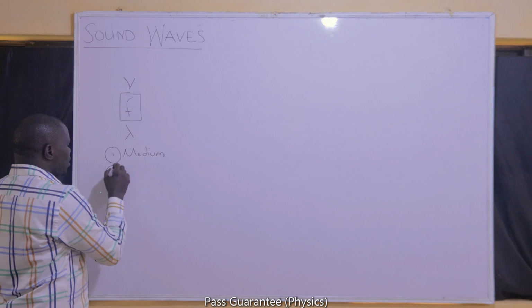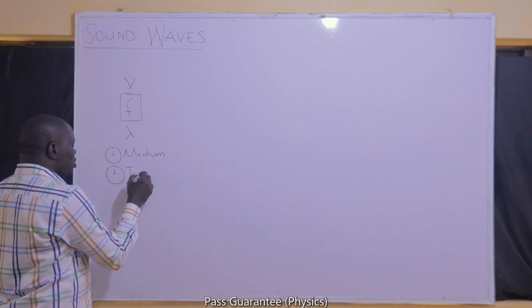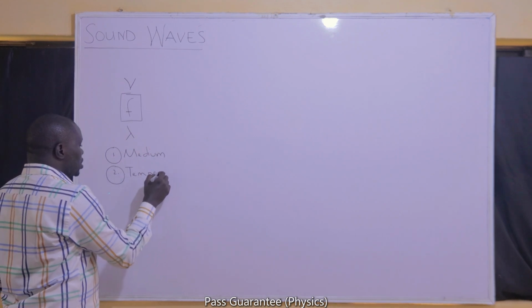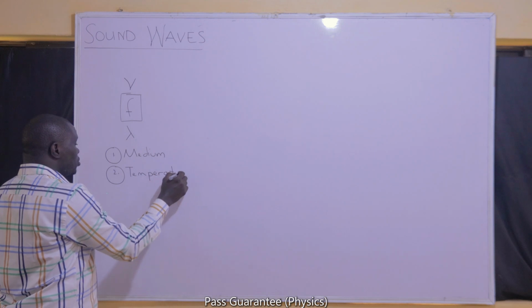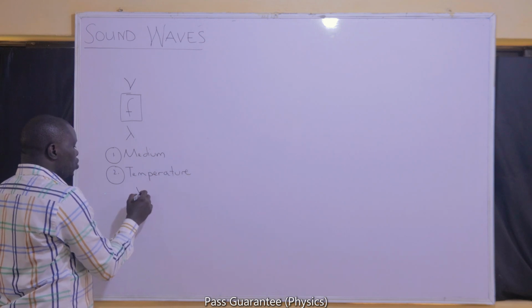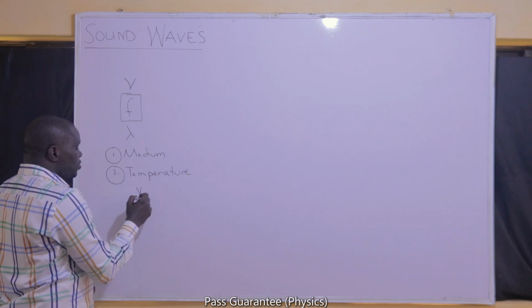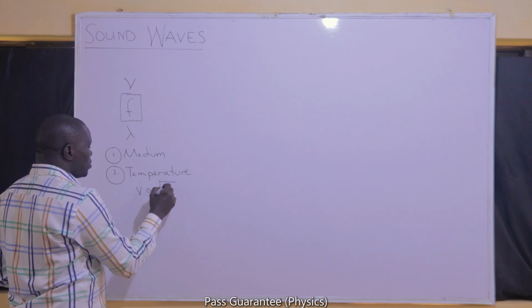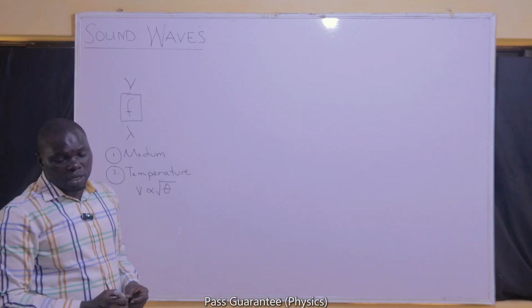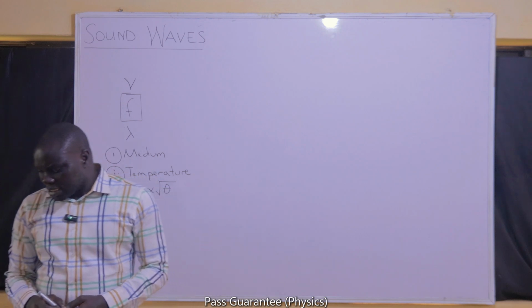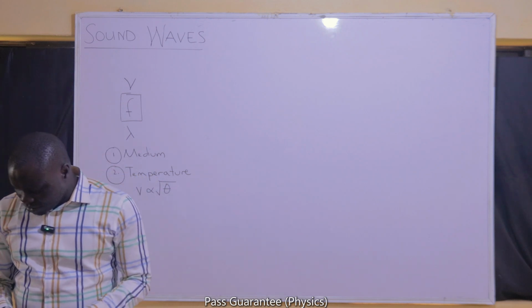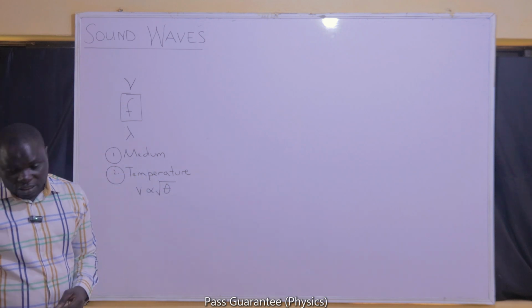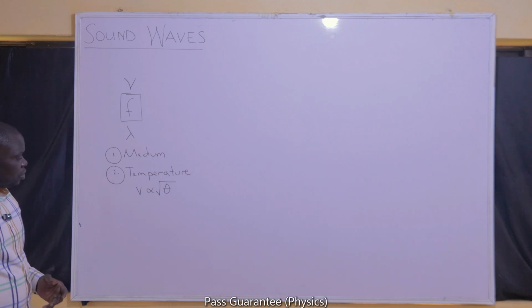Another thing that affects the velocity of sound is the temperature of the medium through which the sound is traveling. It is known that the speed of sound is directly proportional to the square root of the absolute temperature. When I say the absolute temperature, I'm talking about the temperature that is in Kelvin.